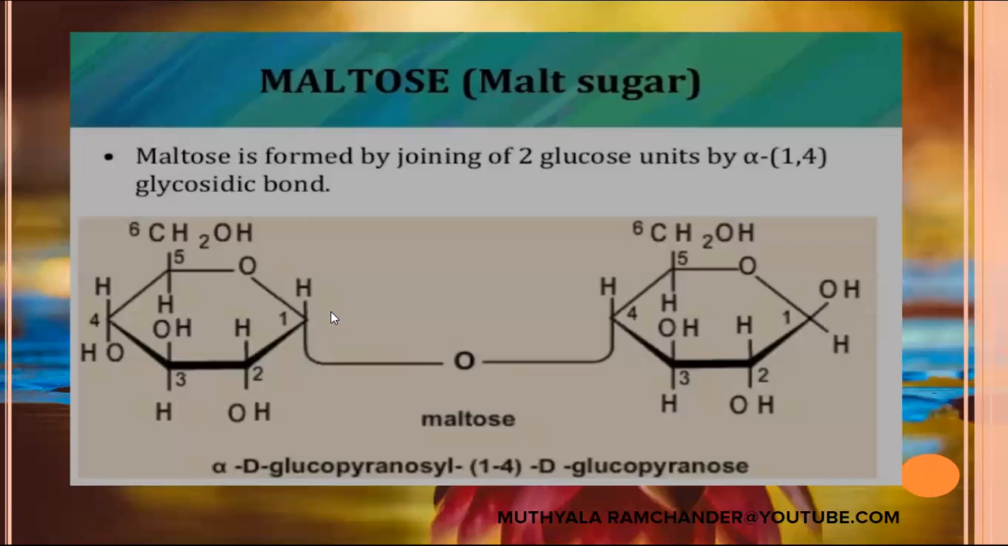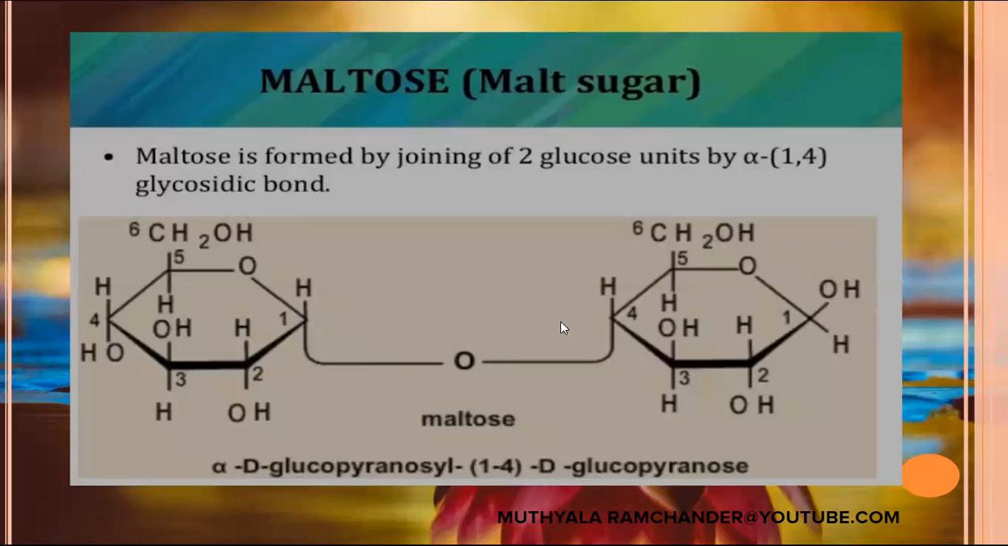Malt from sprouting barley is a major source of maltose. It is produced during the digestion of starch by the enzyme alpha amylase. The alpha amylase converts starch to dextrin and maltose. Maltose on hydrolysis by maltase gives two molecules of D-glucose, dextrose.